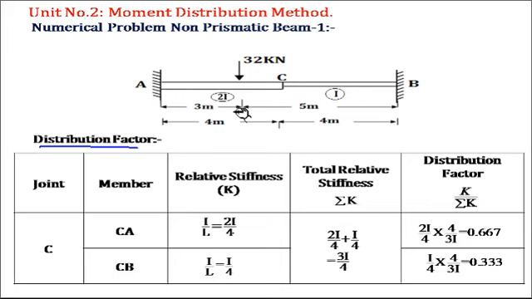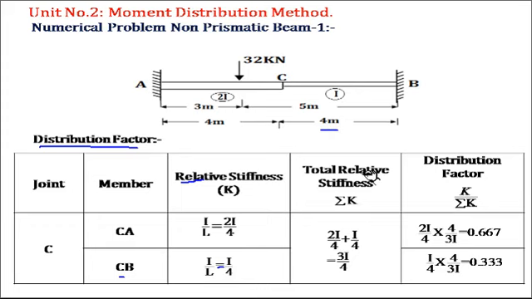So the value of I for member AC is 2I and the length of the member is 4. So 2I by 4 will be the relative stiffness for member CA. Now next we'll find out the relative stiffness for member CB. From C to B, if you see, the far end is fixed. Now as the far end is fixed, the relative stiffness will be I upon L. So the value of I for member CB is I and the length of member is 4. So it is equal to I upon 4.